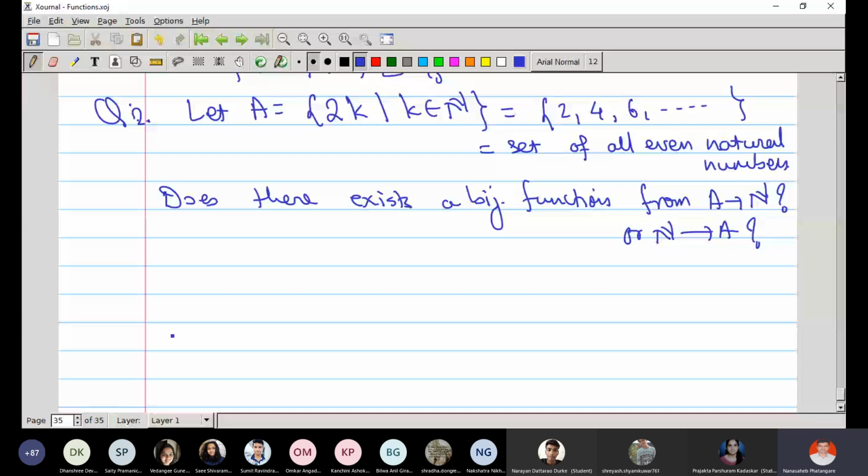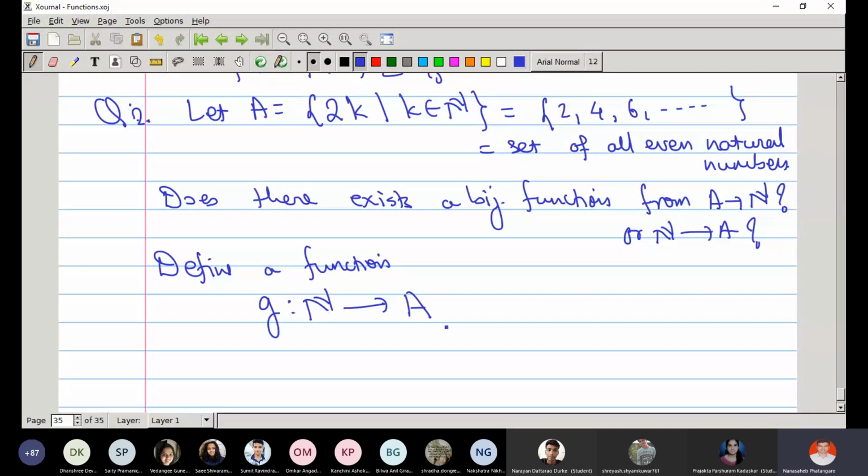Okay, so define a function g from natural numbers to this set A, even numbers, 2, 4, and so on, by g of n is equal to 2n. Now, is it 1-1 and onto?